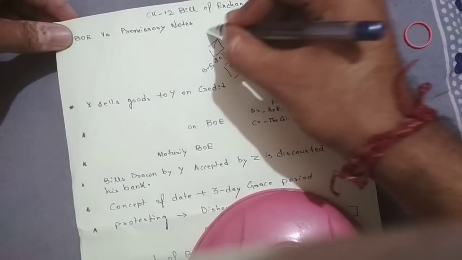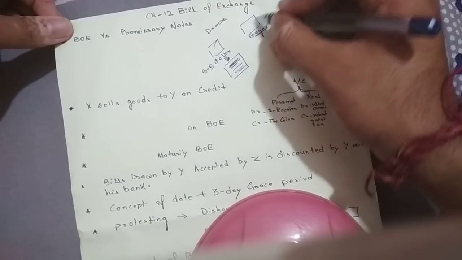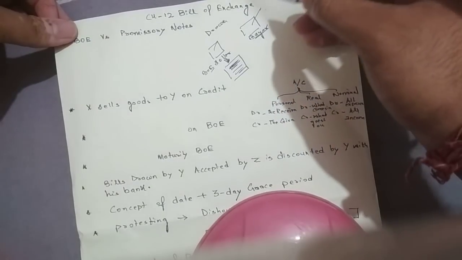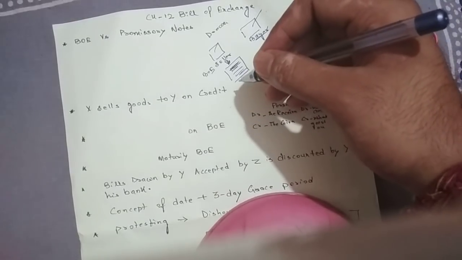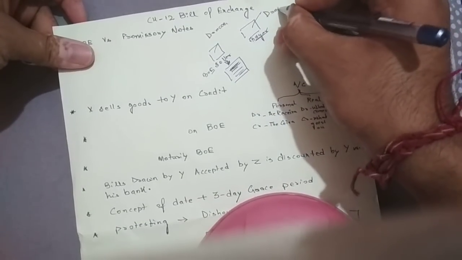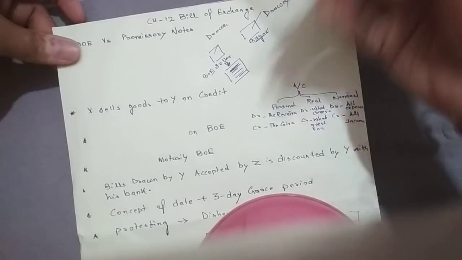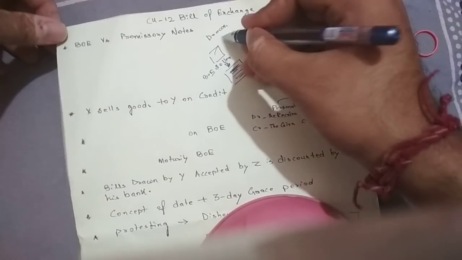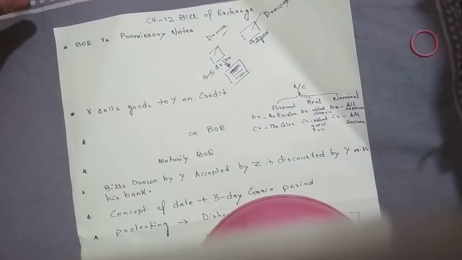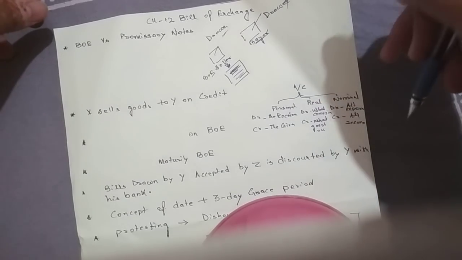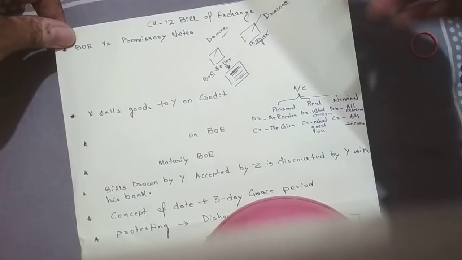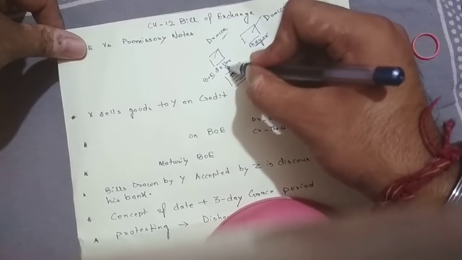Here the seller becomes the drawer because he's the one making the document, and this buyer is the drawee or payee, you can say either. It's not the same case as the check. In the check, the drawer is the one who wrote or signed the check, the drawee is the bank, and the payee is the person to whom we signed the check. But here it's a different case.